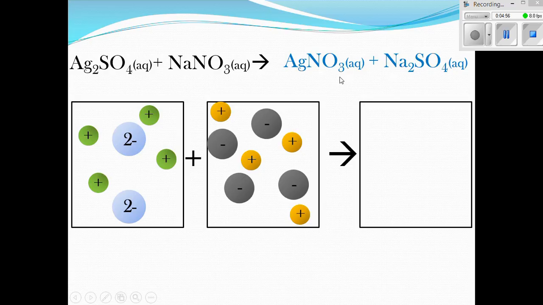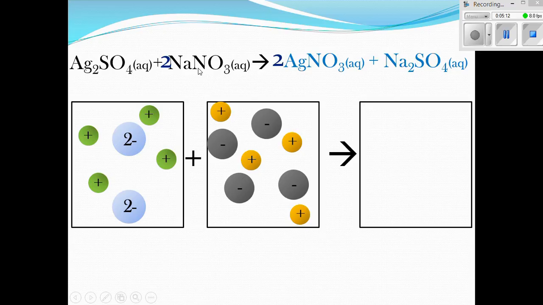So remember, anytime there's a nitrate, it's going to be aqueous. Anytime there's an alkali metal, it's going to be aqueous. So if we have two aqueous products, and to balance the equation, two silver nitrates, two sodium nitrates.